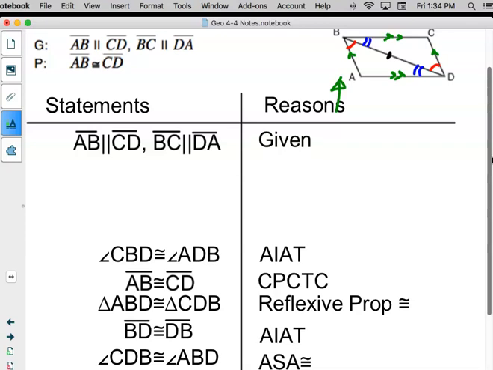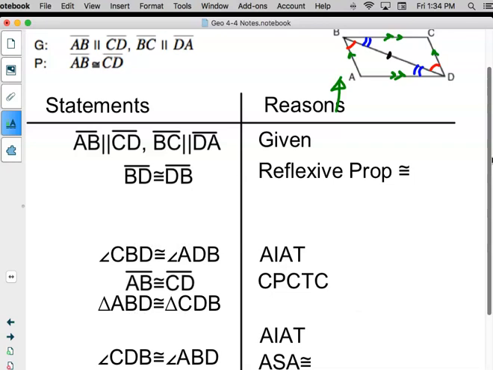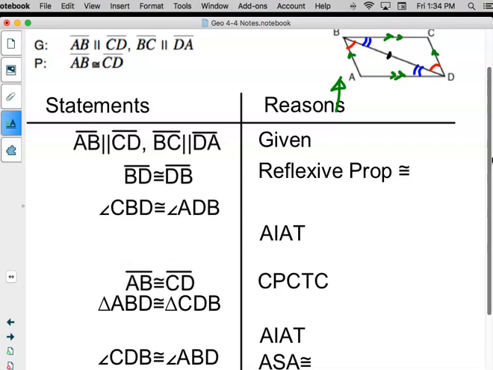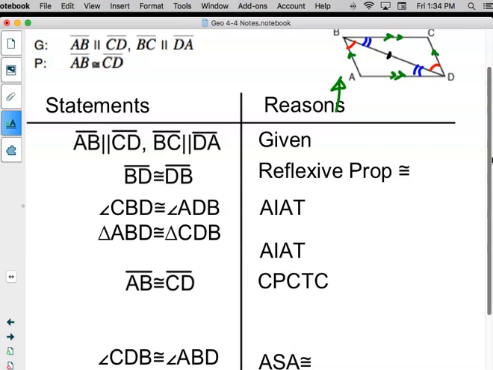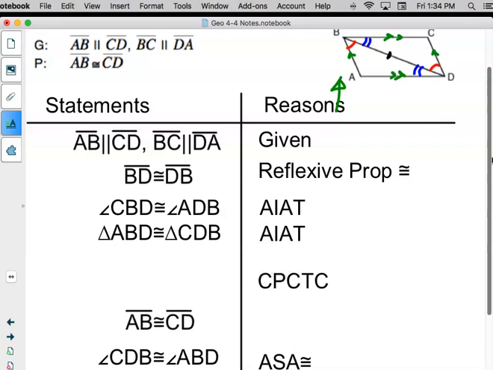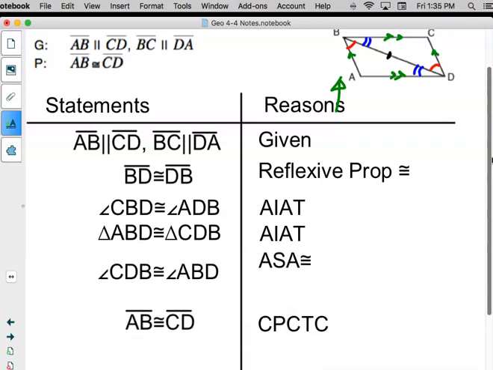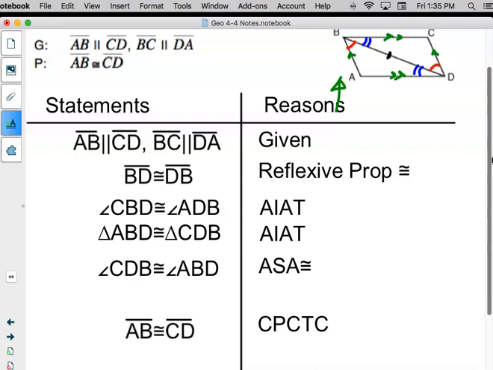Okay, welcome back. We had our given, and depending on how you wanted to go about it, there's a couple things. Some people like to do the reflexive first because it's the easiest step, and then they go to the given and talk about their angles. So I had angle CBD and ADB, from alternate interior angles. I also have ABD and CDB, again because of alternate interior angles. And then we have our triangles congruent because of angle, side, angle. And then because the triangles are congruent, I grabbed the wrong thing.